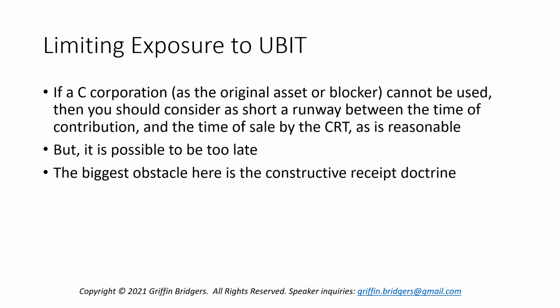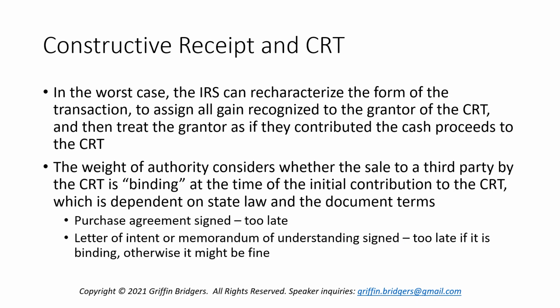And if you are too late, then you can run into what's known as the constructive receipt doctrine. So in this case, what we have is that the IRS could step in and recharacterize the form of the transaction to say that all of the income from the sale and the gain is recognized by the grantor and not the charitable remainder trust. So the IRS would essentially reverse the steps. They treat the grantor as if they sold the asset to an outside third party and then contributed the cash proceeds to the charitable remainder trust.